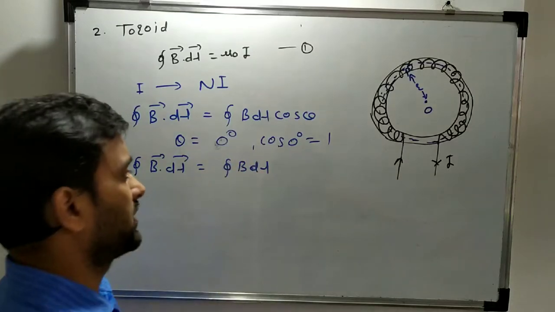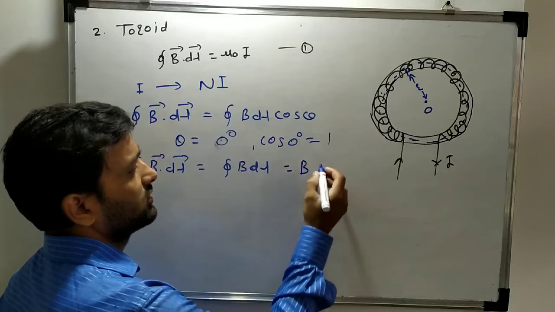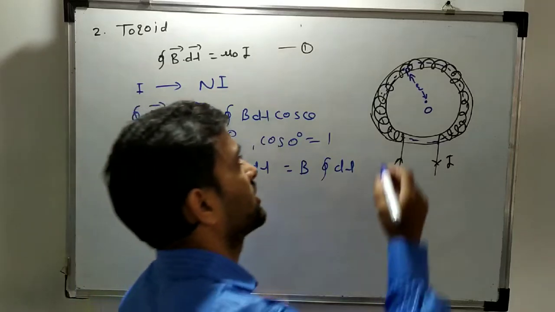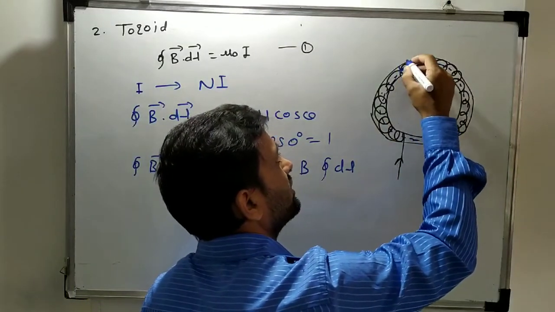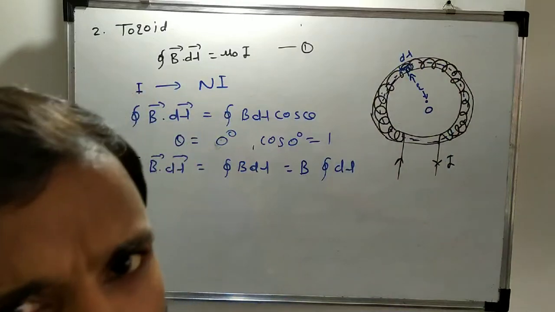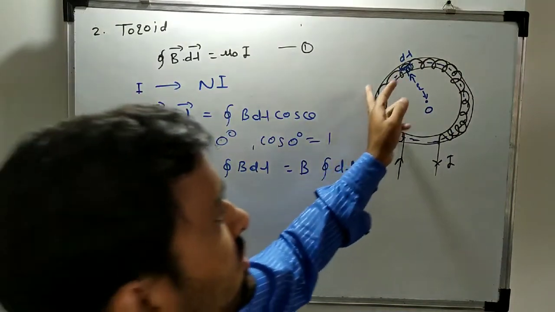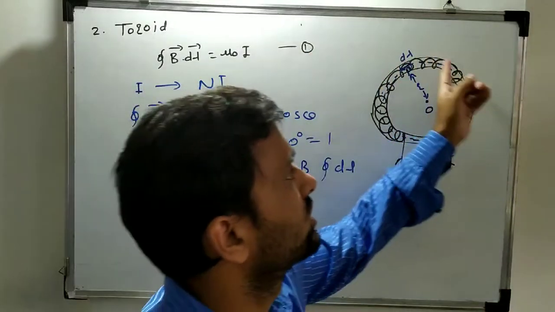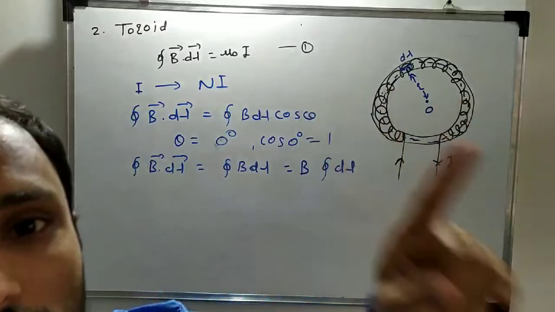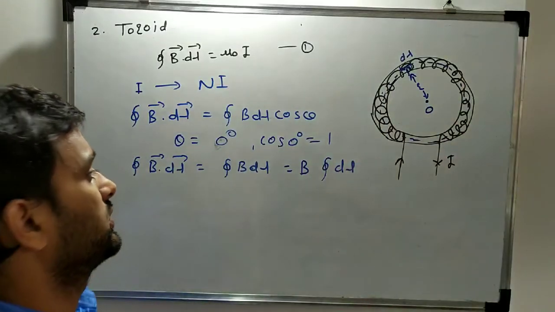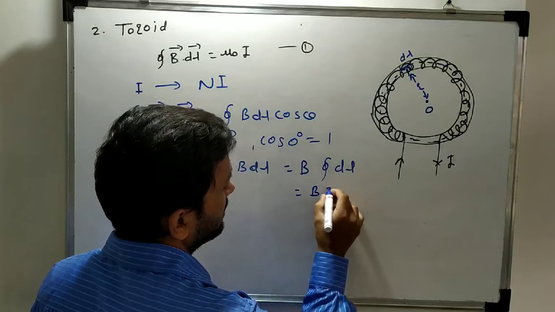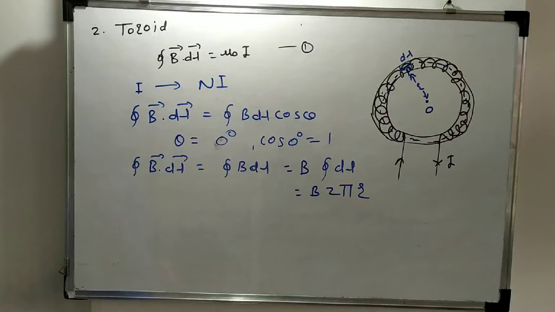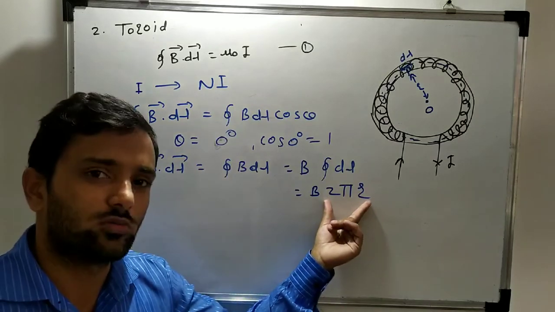So take the magnitude of magnetic induction, that is B, outside. So integration of it, if you consider the length, then here dl is any small length. If you take the integration, then the total length of the toroid, that is the total circumference of the toroid, so we can write B into 2 pi R. What is the equation for the circumference of the toroid? It is given by 2 pi R.